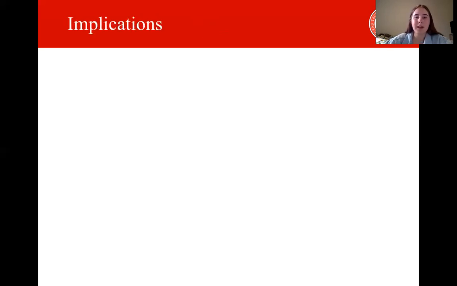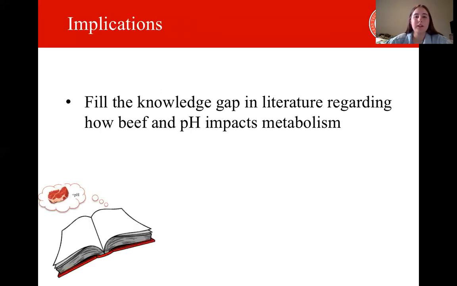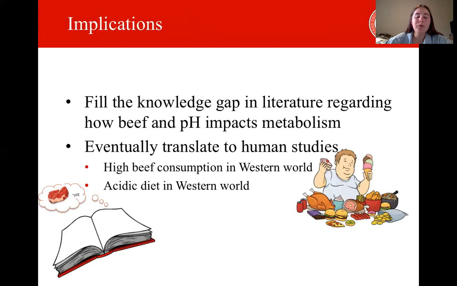So, what are the implications of this study? Well, this study hopes to fill the knowledge gap in literature regarding how beef and pH impact metabolism. We hope to eventually be able to translate this into human studies since humans have a high beef consumption and a high acidic diet, at least humans in the Western world. We hope that our findings can control and prevent the development of metabolic diseases.